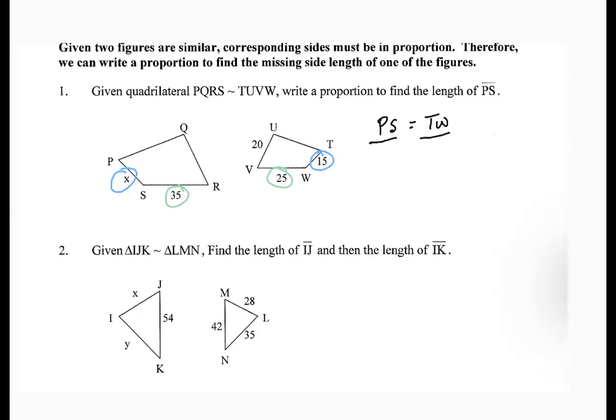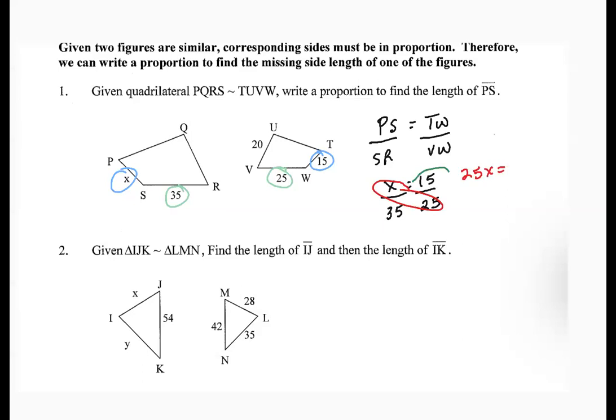I plug in my numbers. PS is X. SR is 15. TW is, oh wait, I'm sorry, I wrote it the wrong way. 15 should be next to, there we go. SR is 35. VW is 25. I do my cross products, right? 25X is going to be equal to the other guy, 15 times 35.